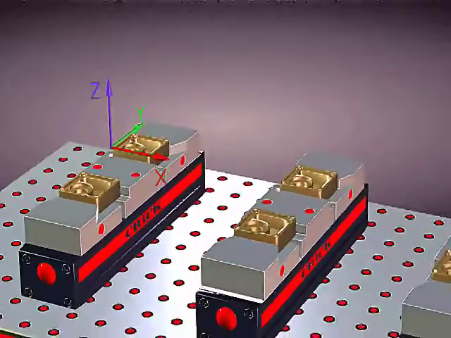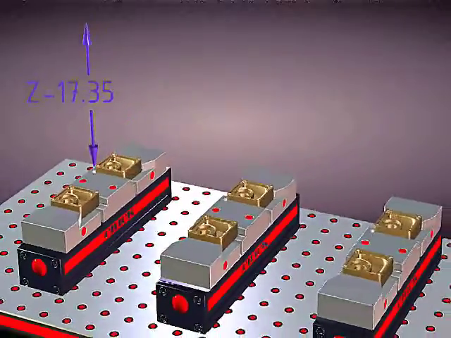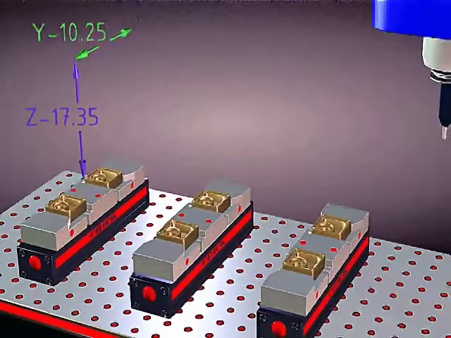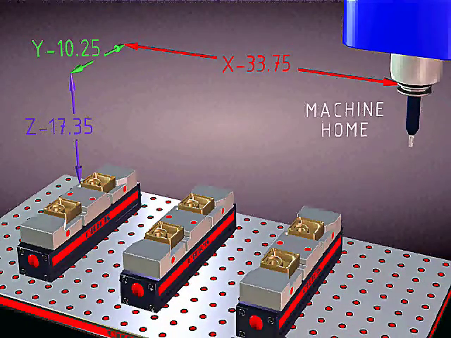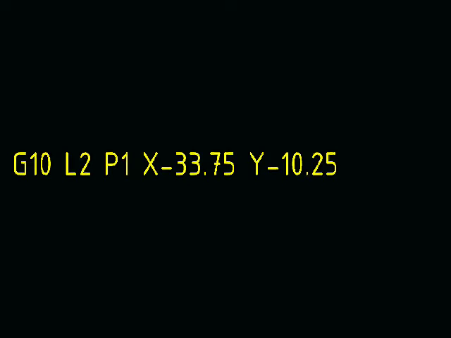For example, to load the work offset values X minus 33.75, Y minus 10.25, Z minus 17.35 into the work offset 1 or G54 register, the following G10 line would be programmed. G10 L2 P1 X minus 33.75, Y minus 10.25, Z minus 17.35.